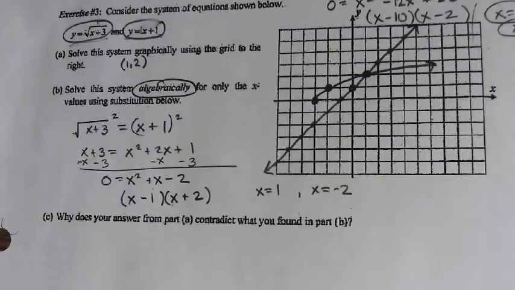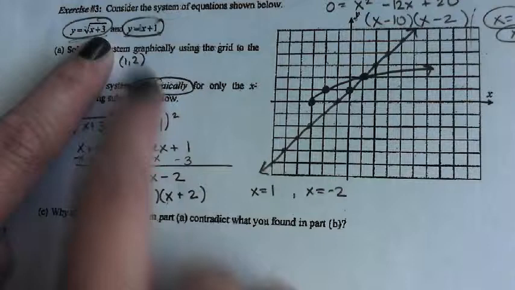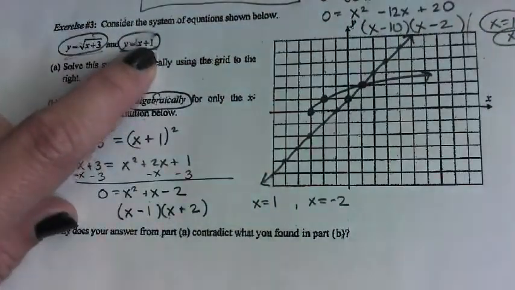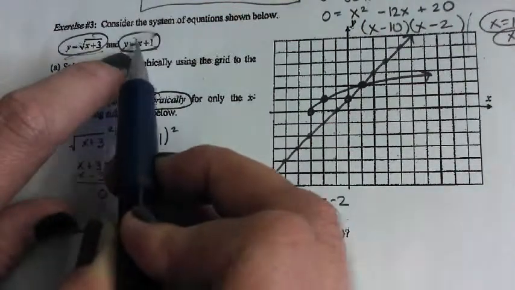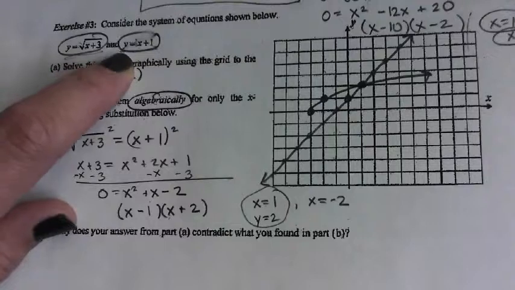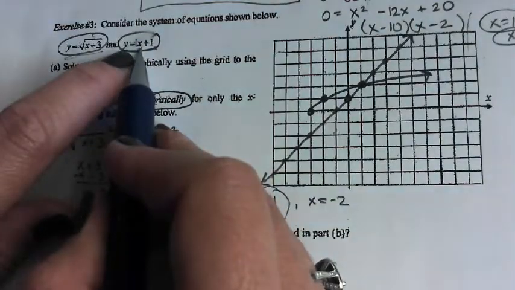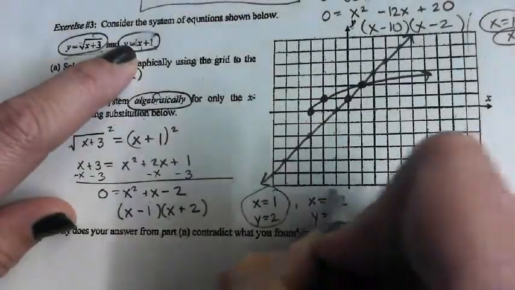Now for a system, your x solutions are not your only solutions. Yes? You want to give the point. So you're solving a system, you're solving for both variables. So if you know x is 1, then you go back and you plug in an x of 1 to figure out the corresponding y. 1 plus 1 is 2. So there's one solution. And if you plug in -2, -2 plus 1 is -1, would be the corresponding y there.